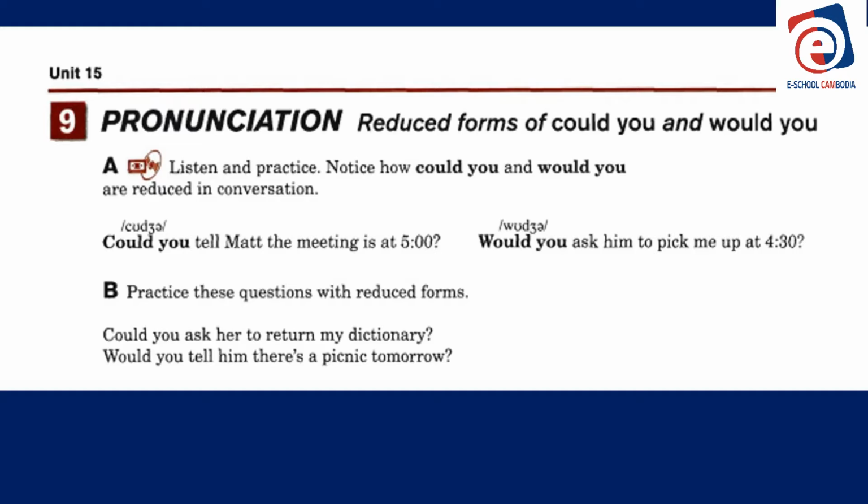Unit 15, Lesson number 9, Pronunciation, page 95. Pronunciation, reduced forms of could you and would you. All right? And you know that pronunciation is a short lesson, but let's do it. Reduced forms means we cut short, we reduce. Reduce means to make short, to make shorter. Reduced forms of could you and would you.